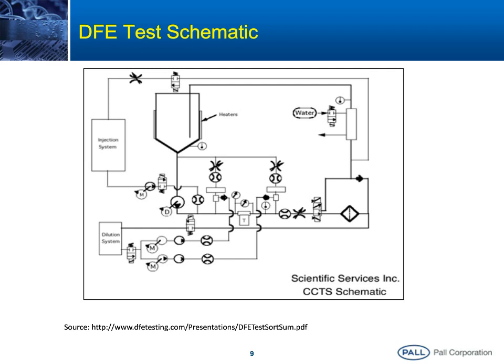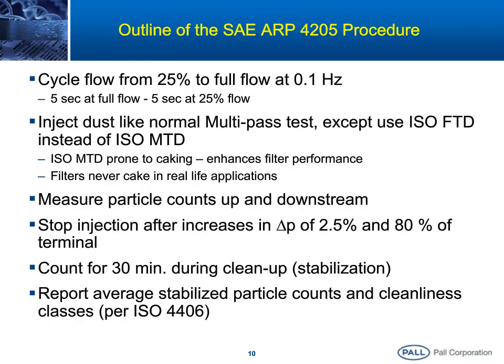Now getting back to the SAE cyclic flow test method, which is based on the Pall CST method. The flow cycles from full flow down to 25% of the full flow at a cycling rate of 0.1 hertz, which means 5 seconds of full flow and 5 seconds of 25% of the full flow. This cycling rate is a lot closer to real-life conditions found in many applications, and the drop to 25% of the full flow is more challenging in the sense that a drop to 25% induces more stress on filter media compared to a drop to 50%.